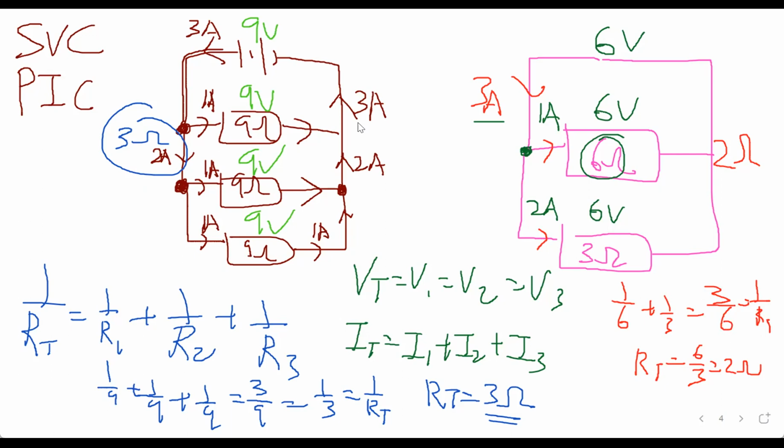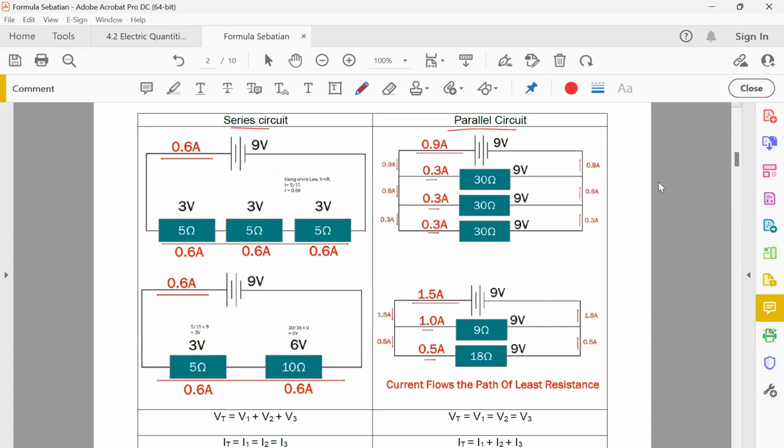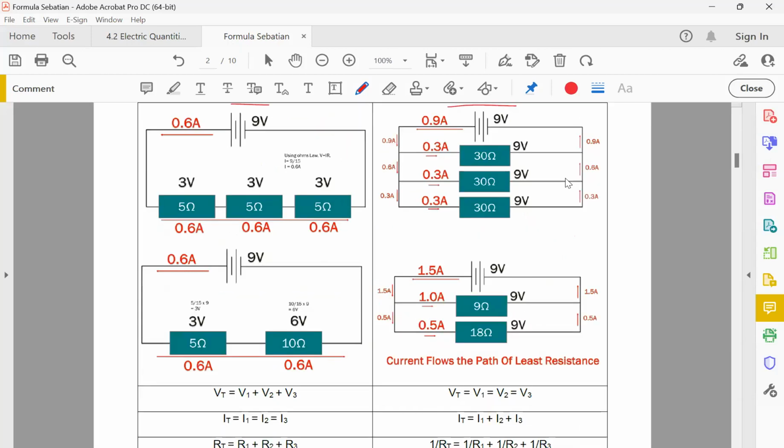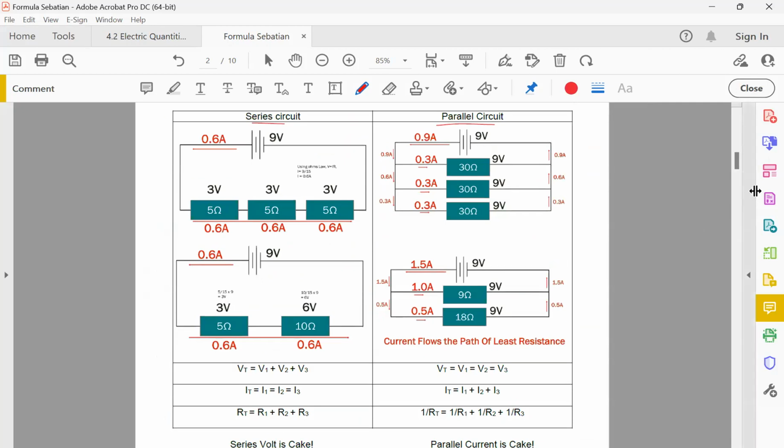Okay, if you all can understand what I'm talking about here, spend the next 3 minutes copying everything from this here. And always remember that in series, voltage is a piece of cake, and in parallel circuits, current is a piece of cake.